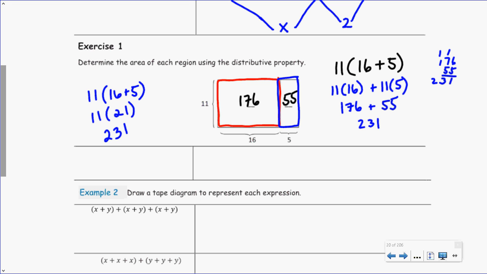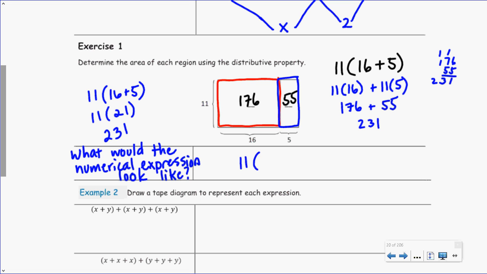The question is, what would the numerical expression look like? There's a little blank there. Go ahead and add that question in. What would the numerical expression look like? And that would just be what we had here, the 11 on the outside and then 16 plus 5 on the inside, which equals 11 times 16 plus 11 times 5. So there's a little more distributive property in action.